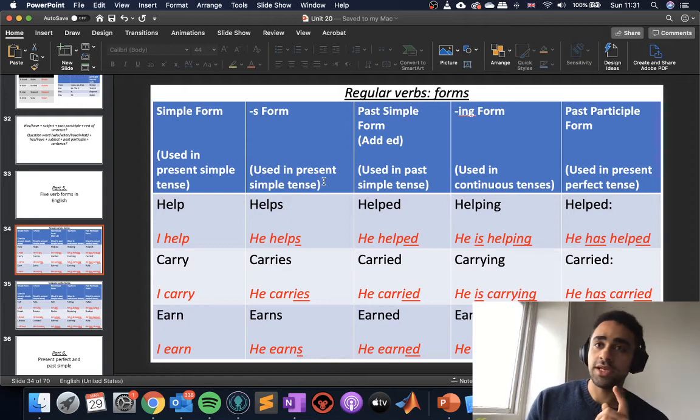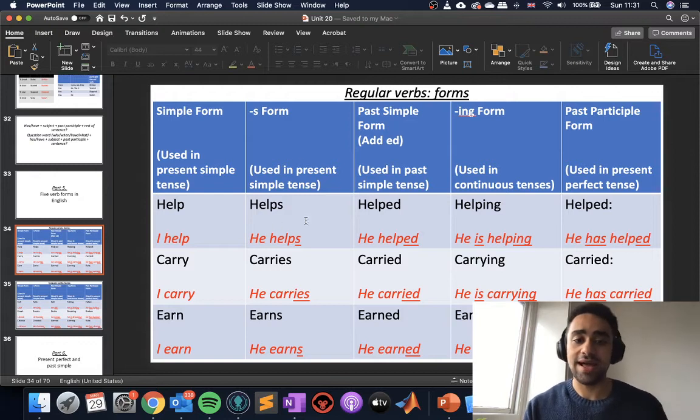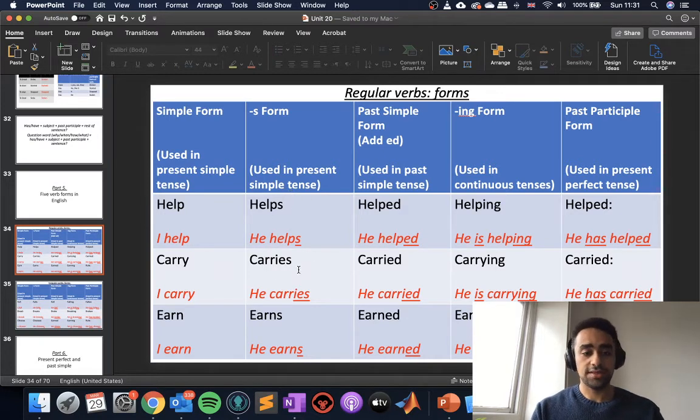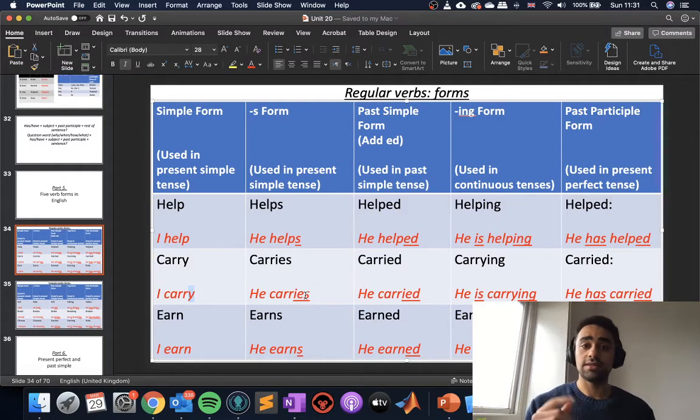But for the individual subjects that are not here, so let's say he, she, it, then we use the infinitive, but we add s or es sometimes. But it's basically he helps, he carries. We added an I here, IE, because there is a Y here, we changed it to IE. There are some rules to it, but I will not go into it now. If you have any questions about it, please ask.